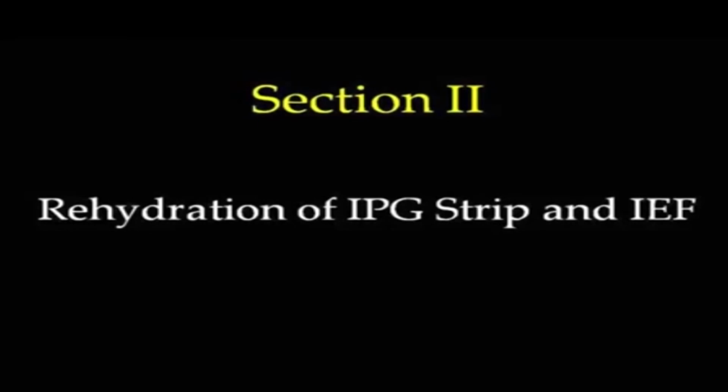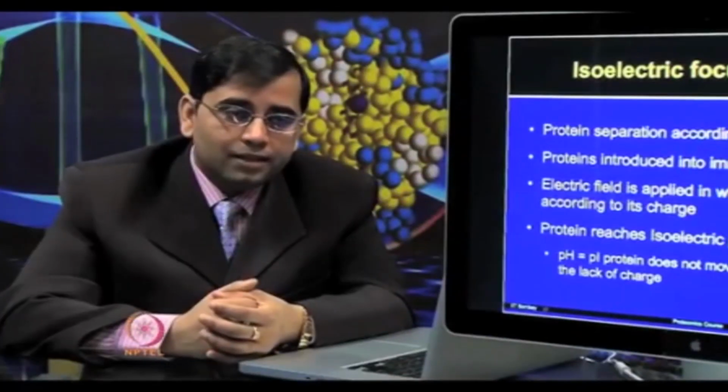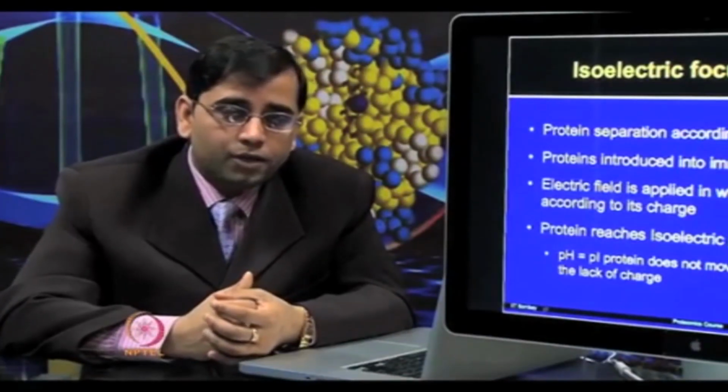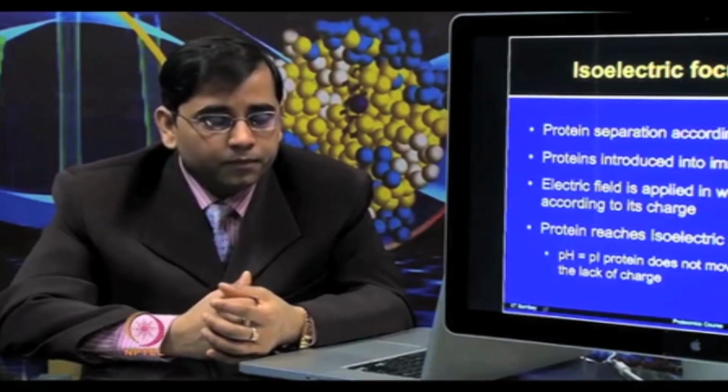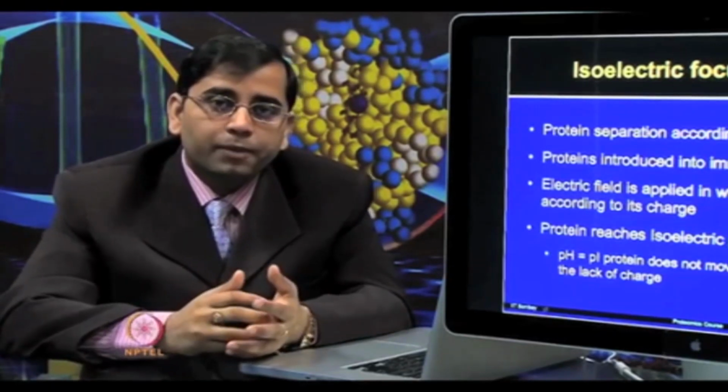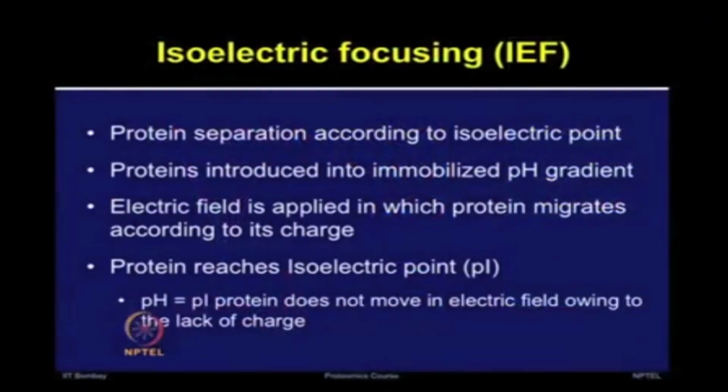So, let us talk about isoelectric focusing or IEF. In the IEF process, proteins are separated according to the isoelectric point. You can take the immobilized pH gradient strip and apply the protein solution on the IPG strip, so that protein is absorbed on the strip, and then after applying the electric field, the proteins will migrate according to its charge.